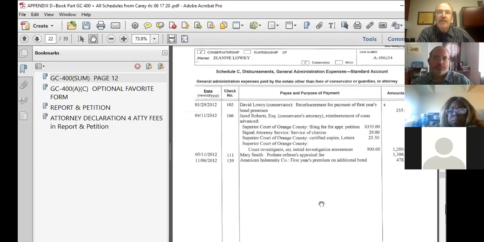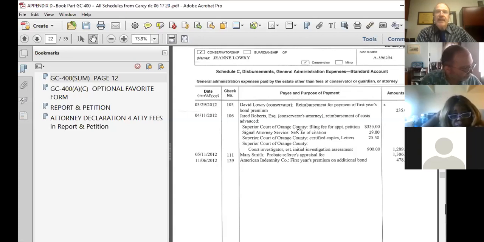Then we go into the general expenses of administering the guardianship, conservatorship, or estate. And these are items that would not have occurred if there was no guardianship, probate, estate, or conservatorship. So you list the reimbursements to the, in this case, the conservator. The attorneys had court costs, their reimbursements, and the probate referee is getting paid for the appraisals and American Indemnity for fire insurance. You'll notice on these transactions, they say reimbursement for the conservator, reimbursement for the attorney.